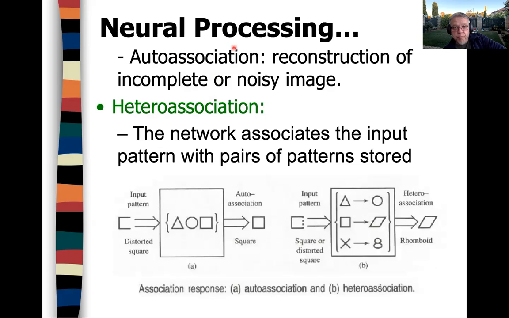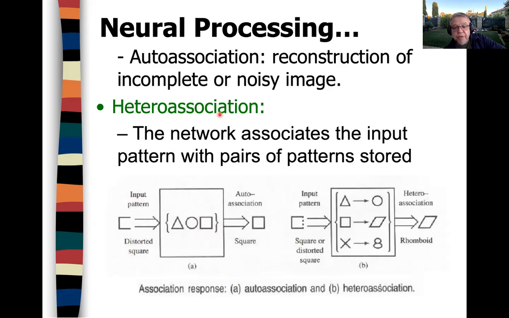Another neural processing approach is called auto-association. In the case of auto-association, you have a network which has learned to recognize triangles, circles, and squares. If later on you feed it a distorted pattern, it will associate it to the closest object that it had learned. In this case, it will be a square, and your output will be a square.